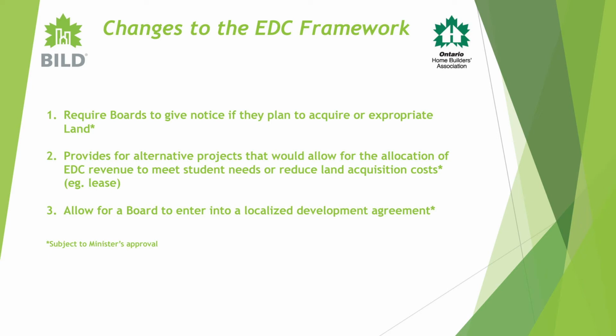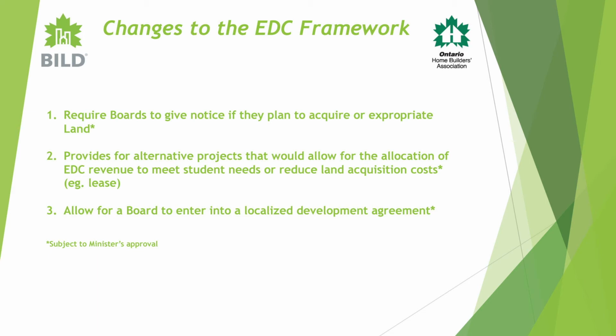Add section 257.53.1 to the Act to provide for alternative projects that, if requested by a board and approved by the minister, would allow the allocation of revenue from EDC bylaws for projects that would address the need of the board for pupil accommodation and would reduce the cost of acquiring land.